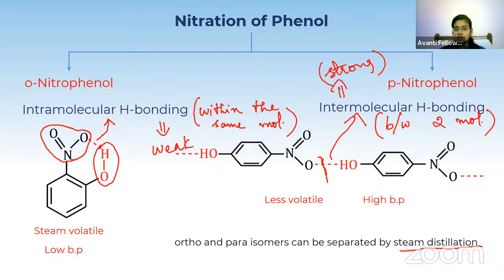Got it? The concepts I have explained for ortho-nitrophenol and para-nitrophenol are very important. Assertion-reason type questions can be asked from this part. Assertion-reasoning type questions will come from this particular part, so you have to be very careful.